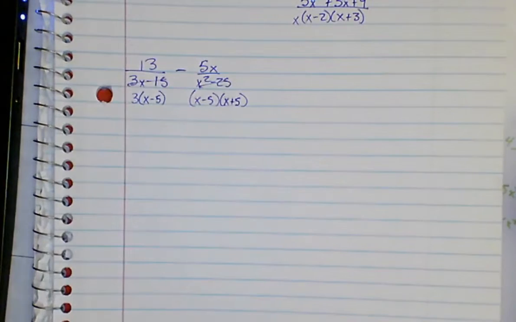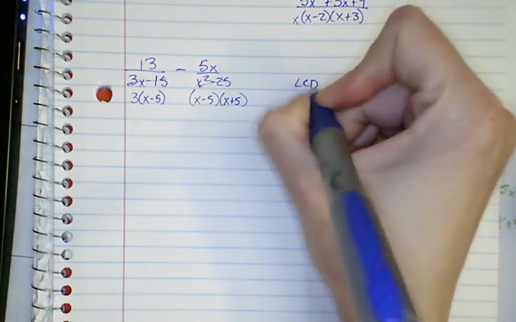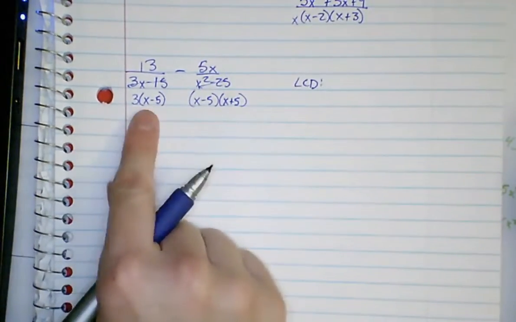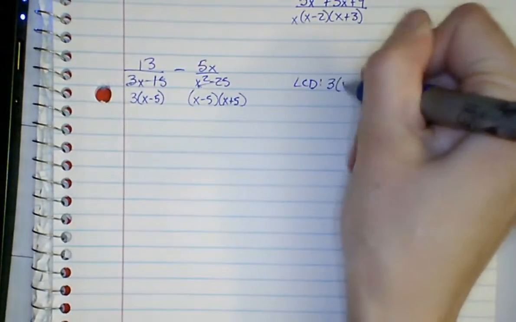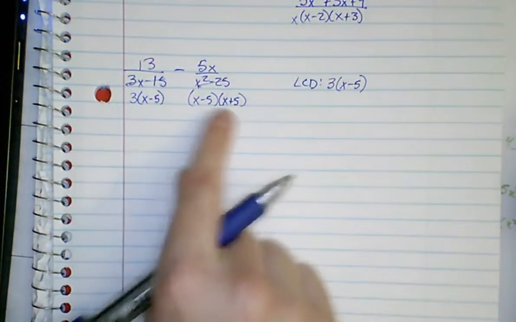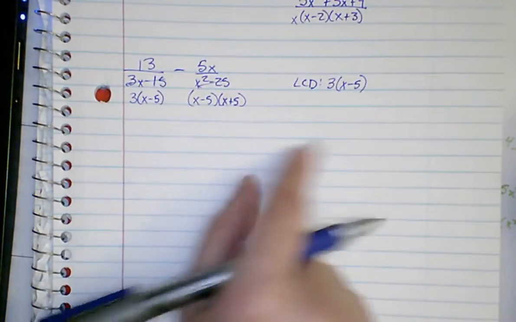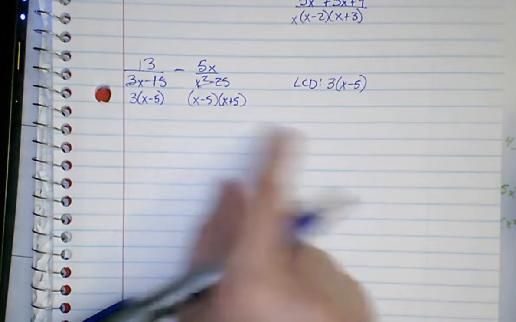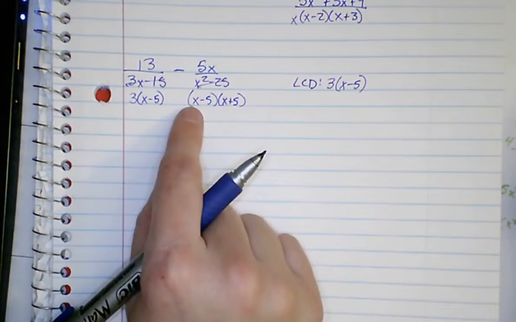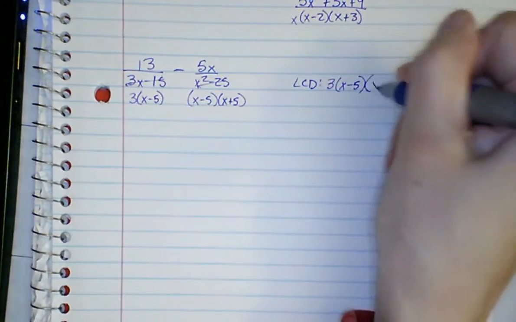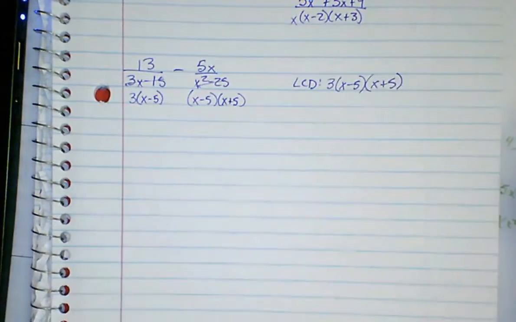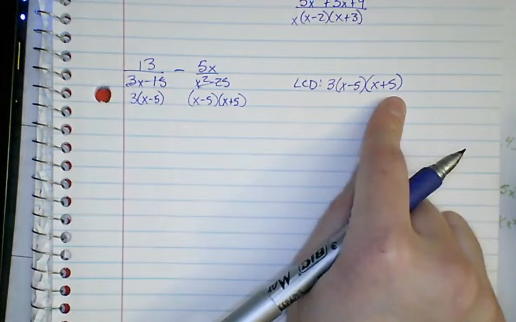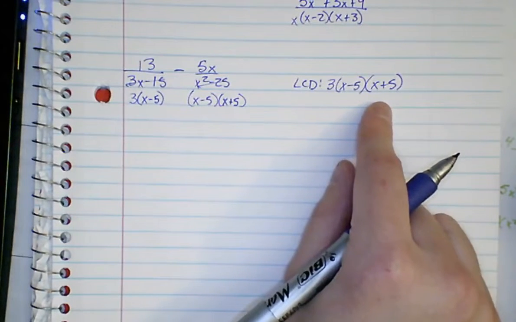So our denominators are factored. Now our least common denominator, we will write everything we have in our first denominator, and in our second denominator include anything that we don't have. So we do have an x minus 5, but we don't have an x plus 5. So our least common denominator is 3 times x minus 5 times x plus 5.